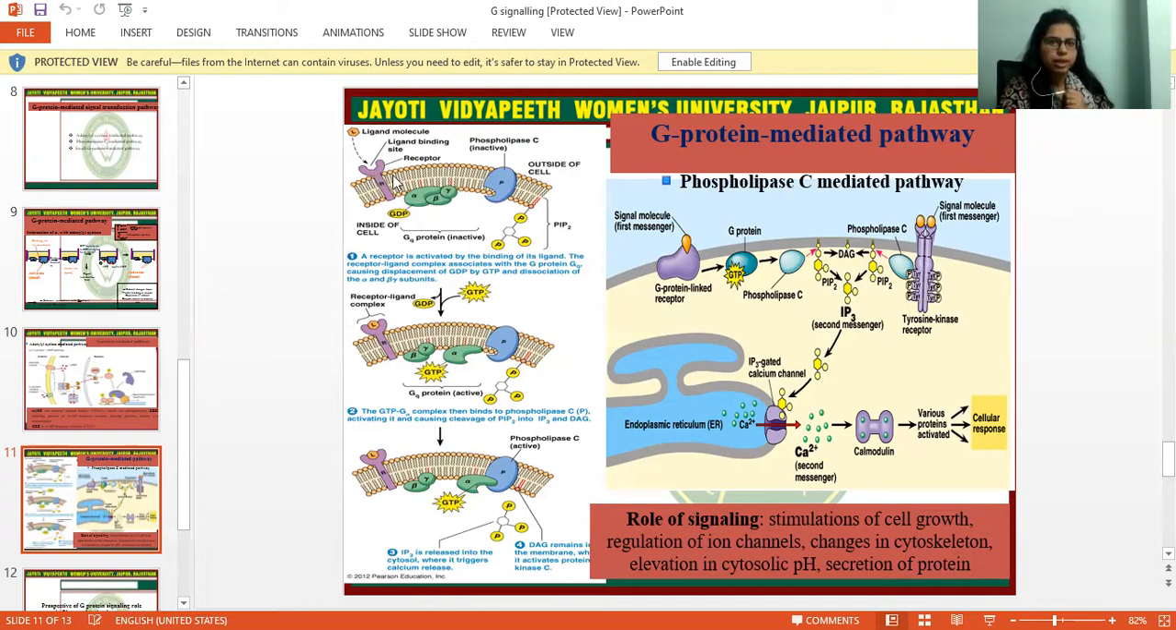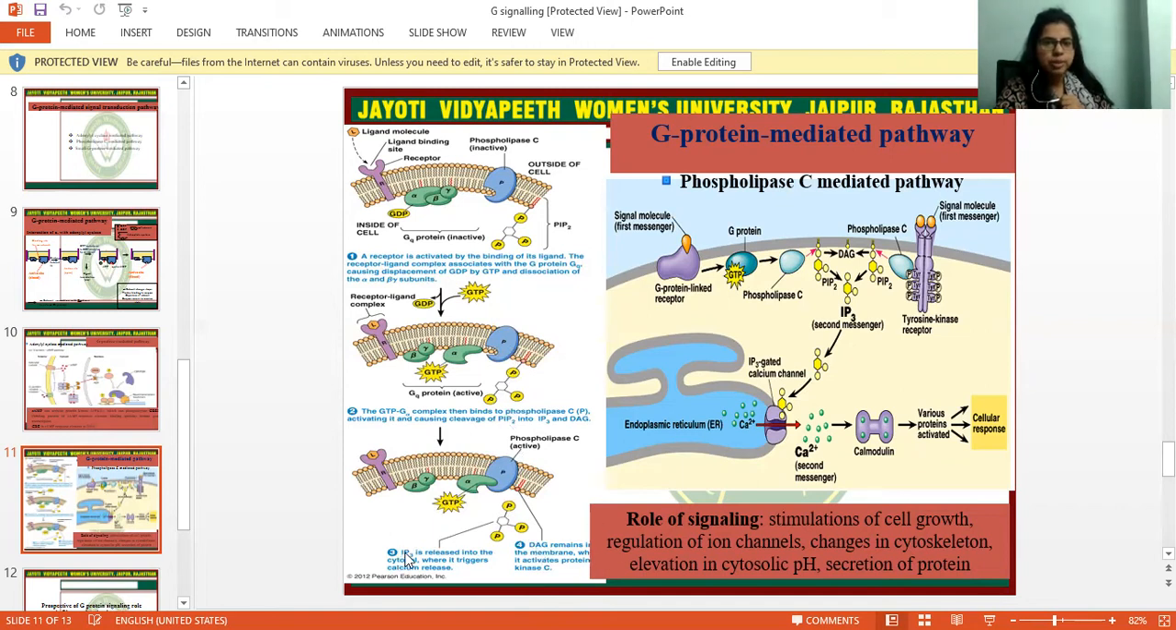When the ligand comes and binds to the receptor, it activates the G protein, and this G protein replaces the GDP with GTP and separates from its beta and gamma subunits. Now this separated alpha subunit with the GTP binds to the phospholipase C and turns it into the active form. This phospholipase C molecule changes this PIP2 into the IP3, inositol triphosphate, and DAG.